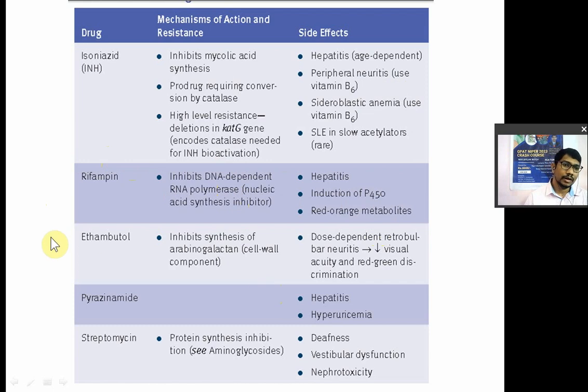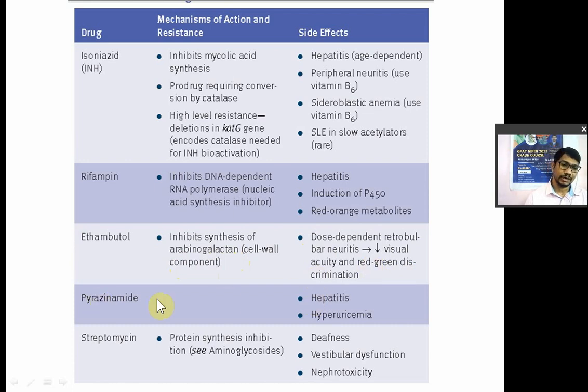Next drug is ethambutol. It inhibits the synthesis of the cell wall of tubercular bacilli by inhibiting the enzyme arabinosyl transferase, which is important for the synthesis of arabinogalactan, an important component of the cell wall of tubercular bacilli. So ethambutol will inhibit the cell wall. It has an adverse effect of retrobulbar neuritis or optic neuritis. So dose dependent optic neuritis. The patient cannot distinguish red and green color.